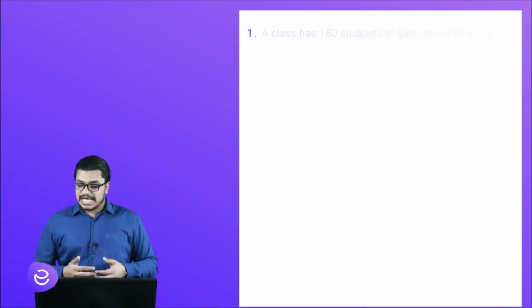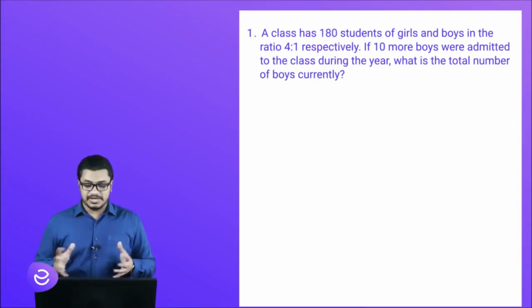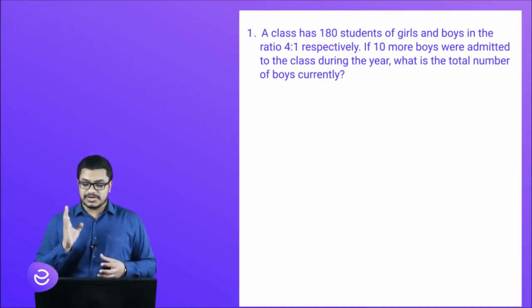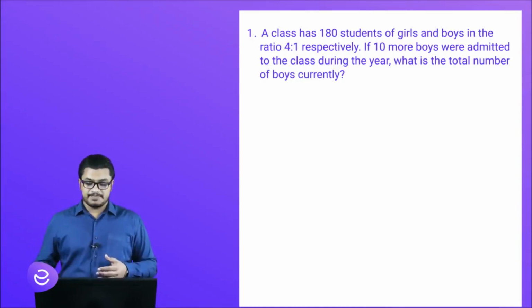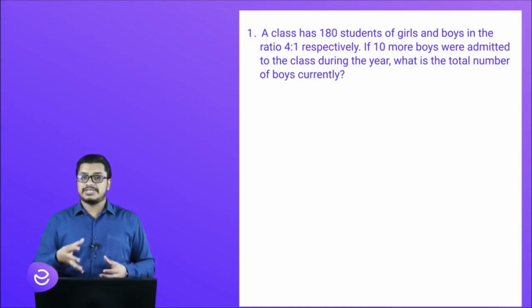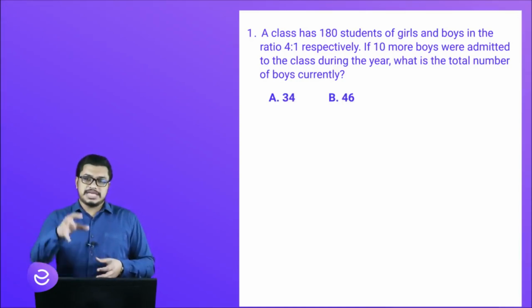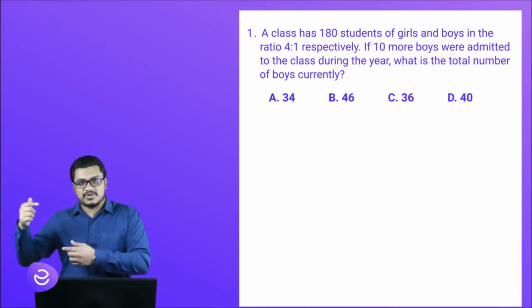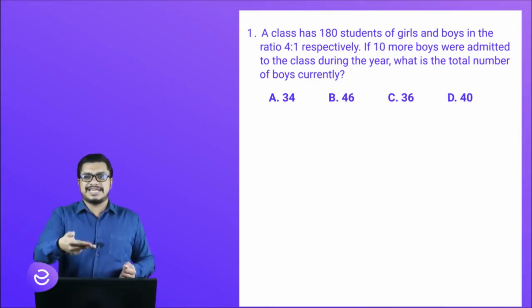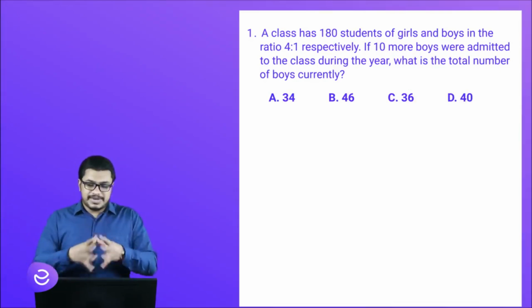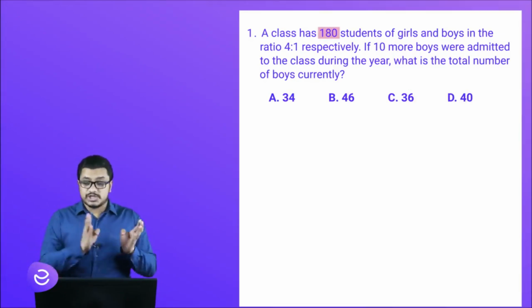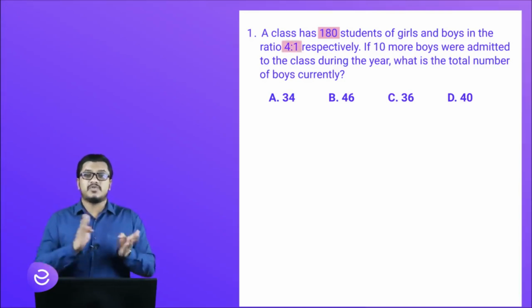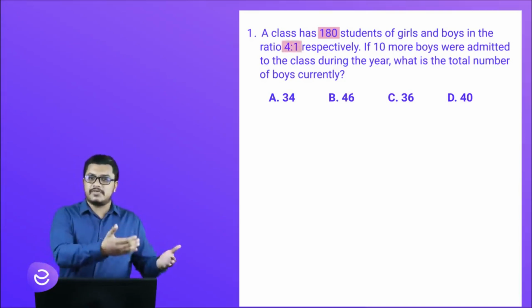Example: a class has 180 students, girls and boys, in the ratio 4 is to 1 respectively. The question is, if 10 more boys were admitted to the class during the year, what is the total number of boys currently? They have asked a direct question and then inserted a little twist at the end, that's all. The basic information here is the class has 180 students. The student ratio is 4 is to 1, girls and boys respectively. So girls 4, boys 1.